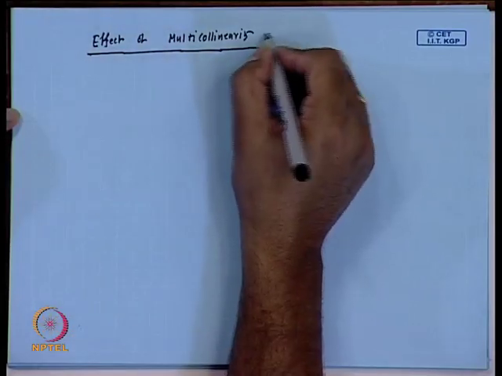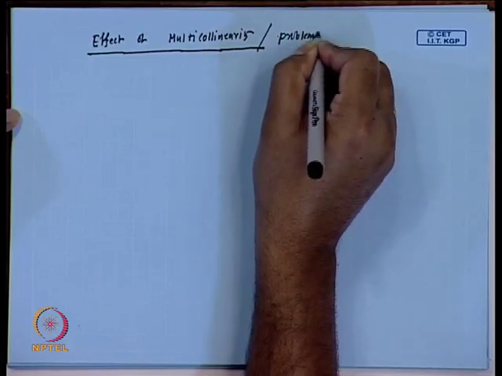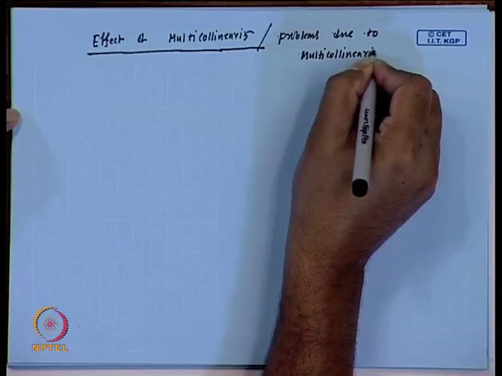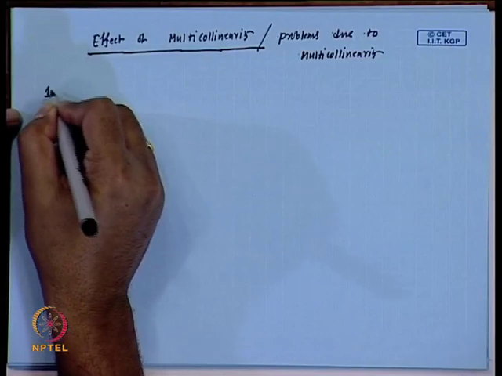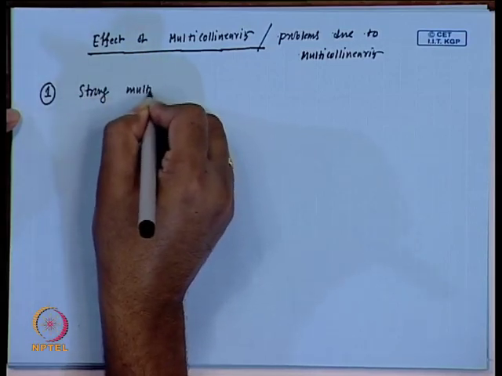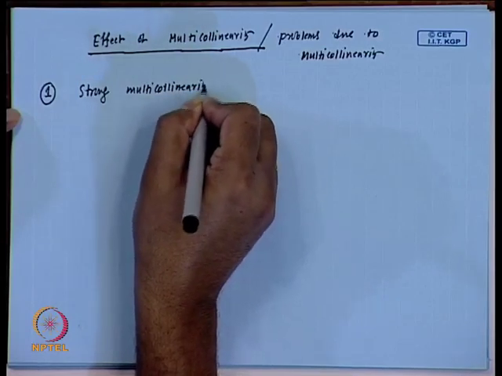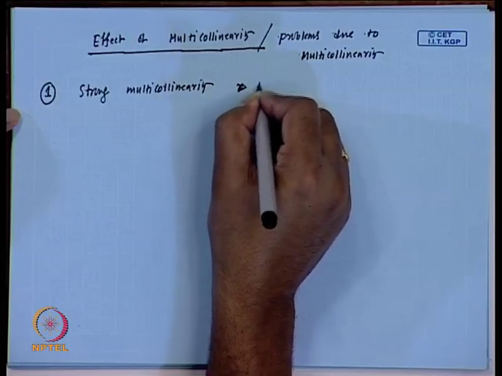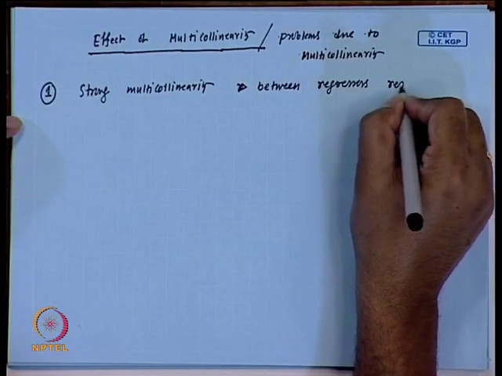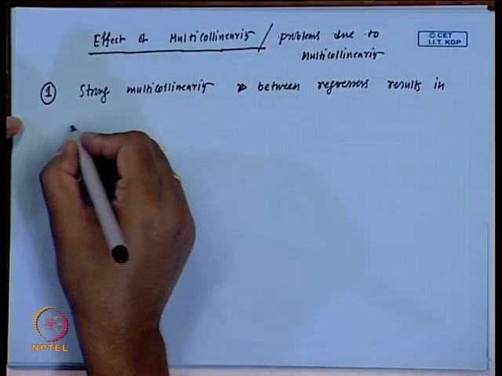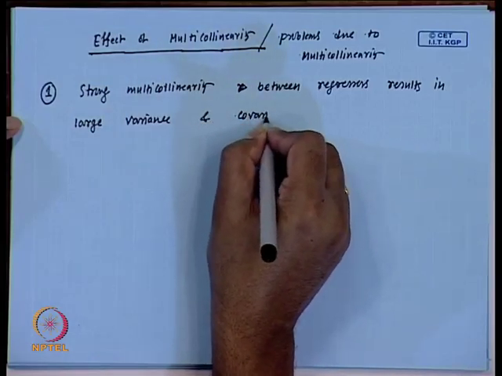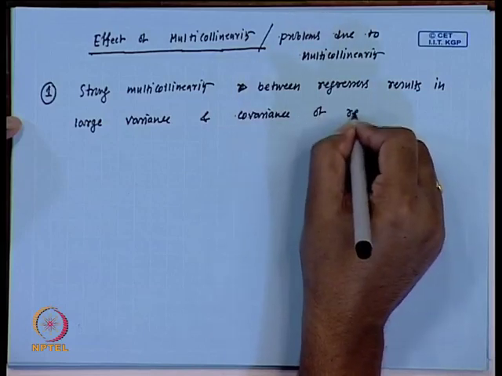Well, I can also say that there are problems due to multicollinearity. So the first one is that strong multicollinearity between regressors results in large variance and covariance of regression coefficients.